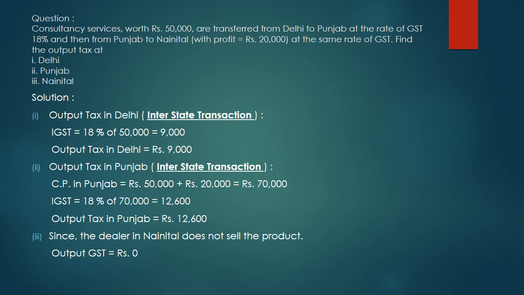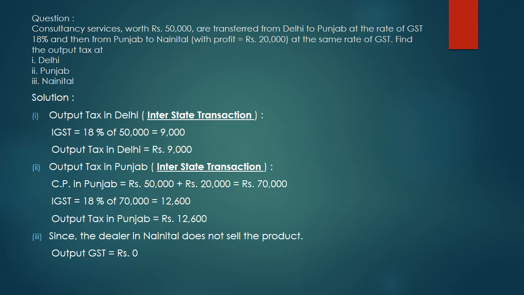Services have been transferred from Delhi to Punjab. So it is an interstate transaction from one state to another state. So there will be only one type of tax, that is IGST. So IGST is equal to 18% of rupees 50,000, which is equal to 9,000 rupees. So output tax in Delhi will be equal to rupees 9,000.